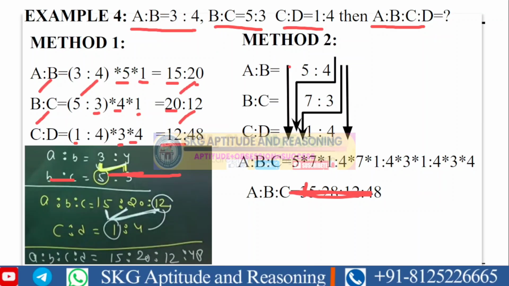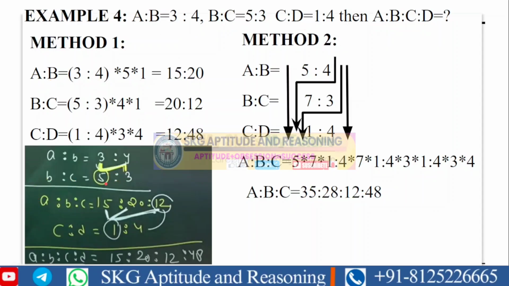Let's see, there is also some other method. The third method is also there. What you need to do is apply example 3 first and then combine the value of example 3 with the value of c. So here a is to b is 3 is to 4, b is to c is 5 is to 4. So here the b value was different here.